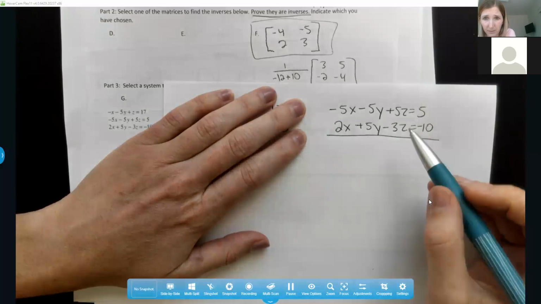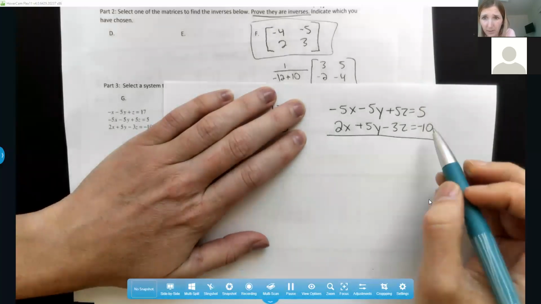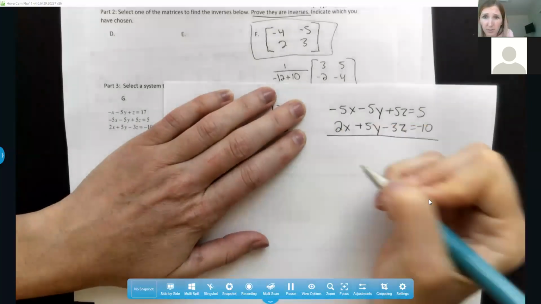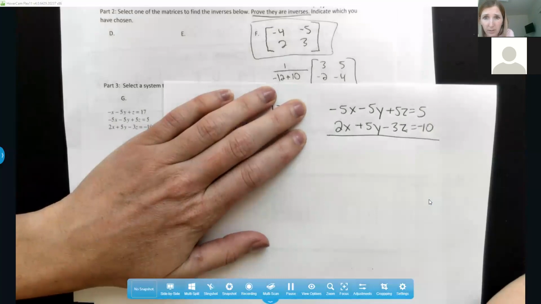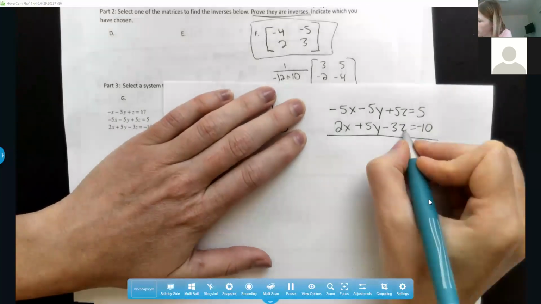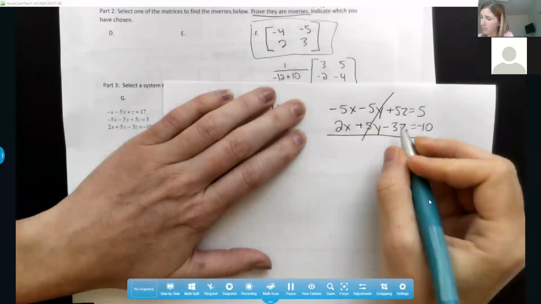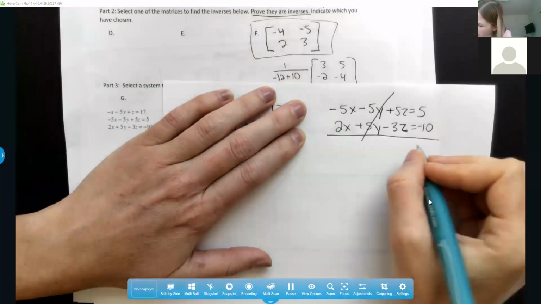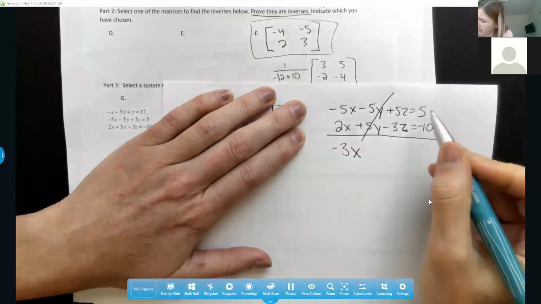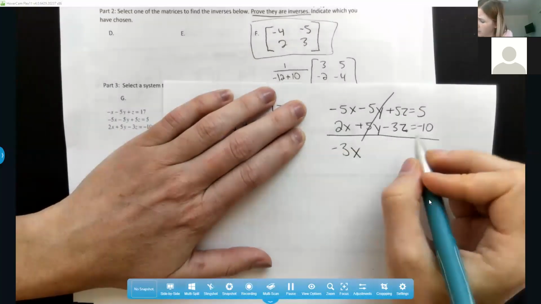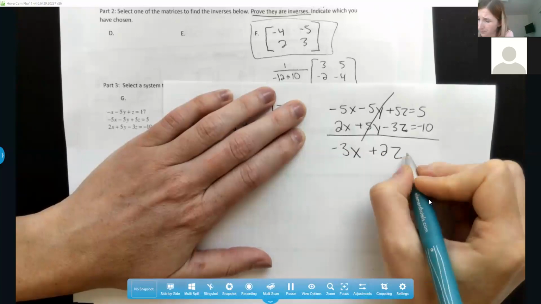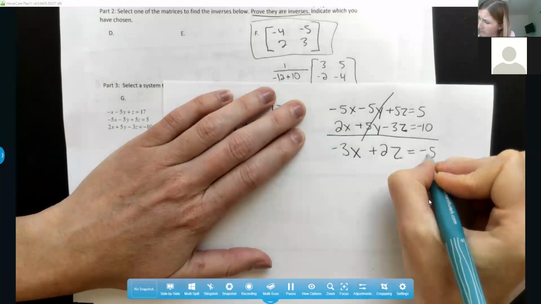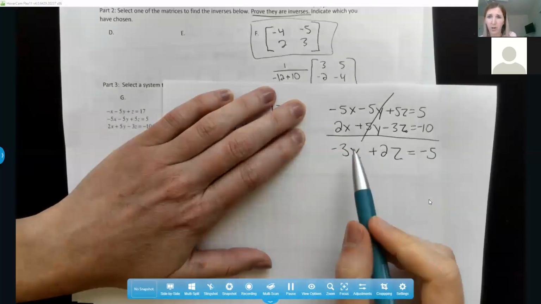Is that a, wait, is that a Z? This is 3Z. Mm-hmm. So if I add, what will be eliminated is negative 5y and positive 5y. Perfect. So we're eliminating the y's in this one. So let's just go ahead and add the other two. A negative 5x plus 2x is going to give me a negative 3x. And then 5z minus 3z will give me 2z. And then 5 minus 10 will give me a negative 5. You good with all that?